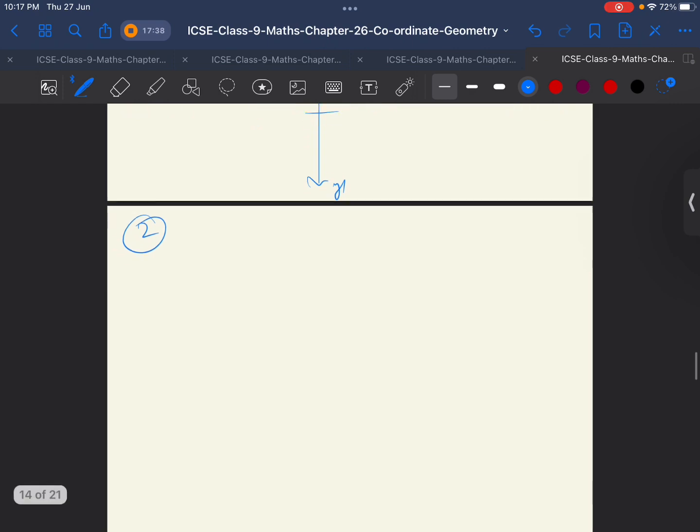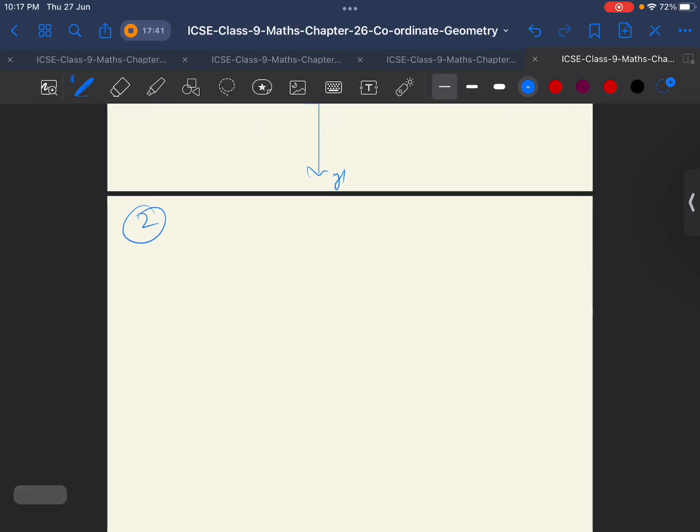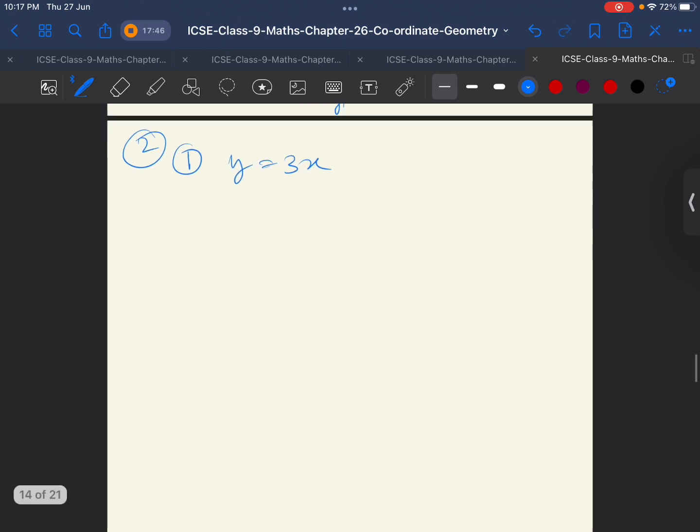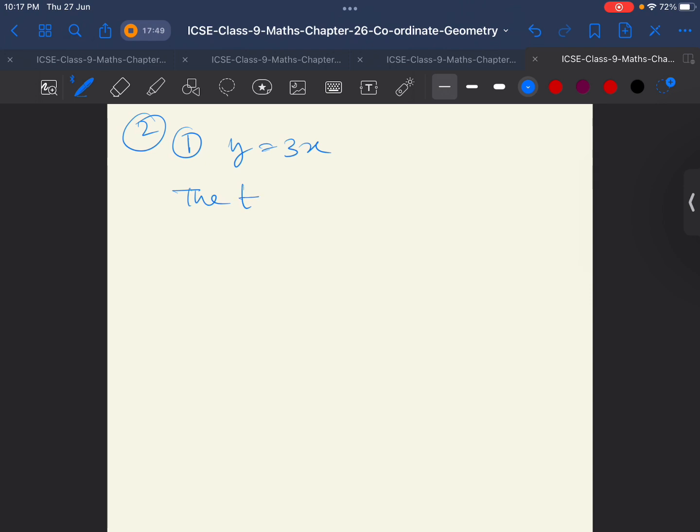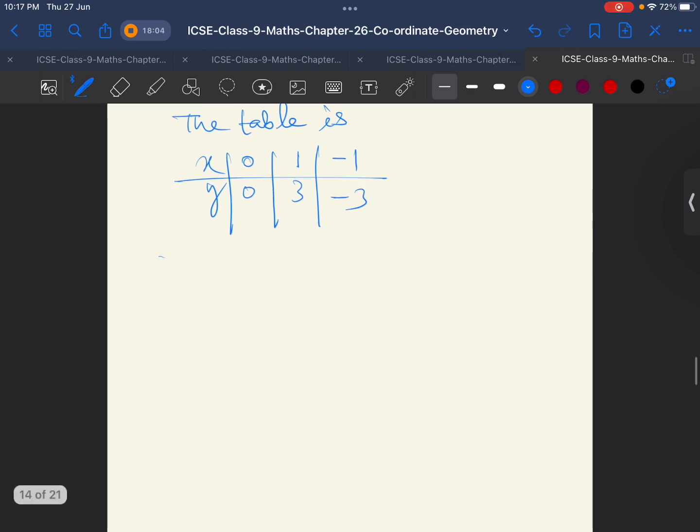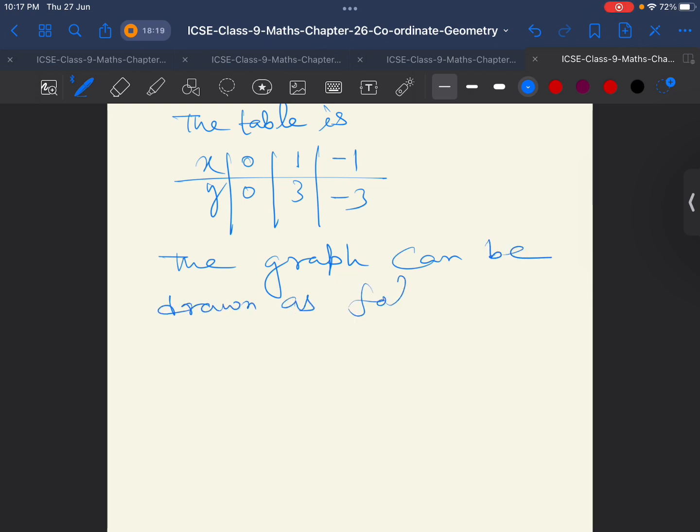Okay, now question number 2, draw the graph for each linear equation given below. The first equation is y equals 3x. So the table is: x is 0, y is 0; x is 1, y is 3; x is minus 1, y is minus 3. So the graph can be drawn as follows.